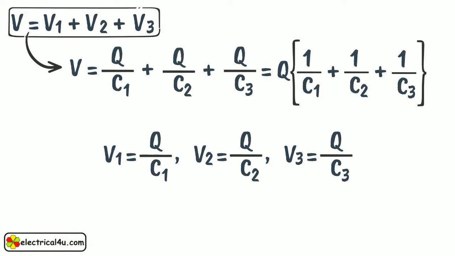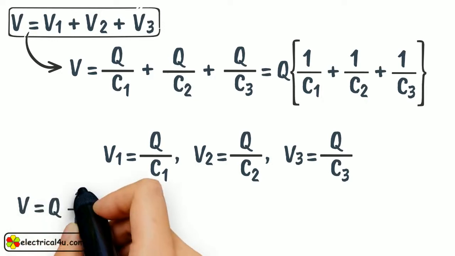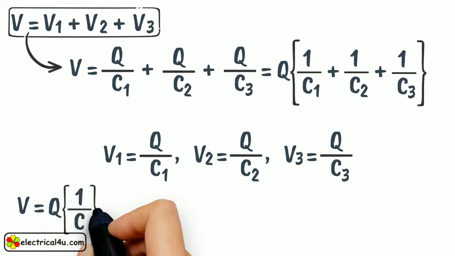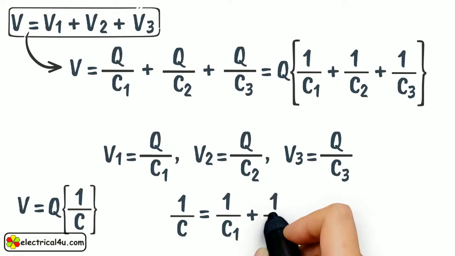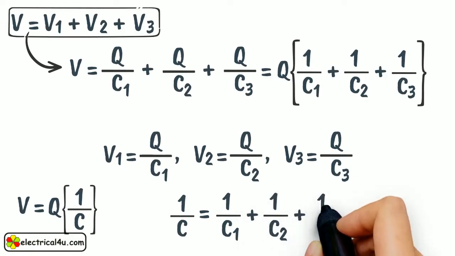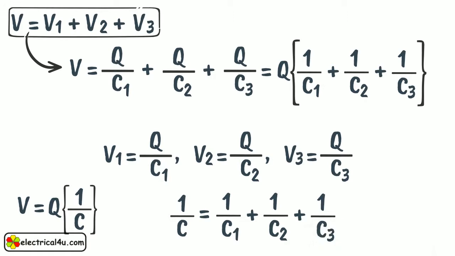If we assume the equivalent capacitance of the system is C, then the supply voltage V will be Q into 1 by C. From these two equations, we get 1 by C equals 1 by C1 plus 1 by C2 plus 1 by C3. Hence, the reciprocal of the capacitance of all capacitors connected in series will be just the sum of the reciprocals of the individual capacitances connected in series.